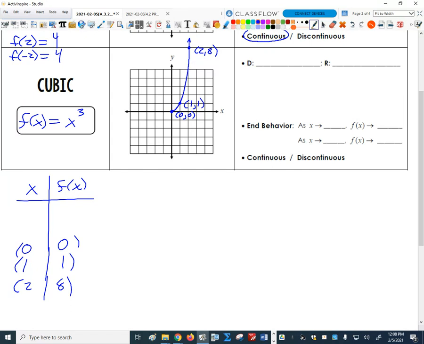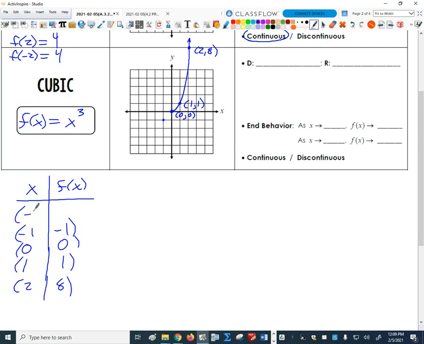Okay, what about the left side? What if I input a negative 1? What's negative 1 cubed? Negative 1 times negative 1 times negative 1. Aha, I'm seeing it. It's negative 1, isn't it? Right? Negative 1 times negative 1 is 1, times another negative 1 is negative 1. So I got a point there.